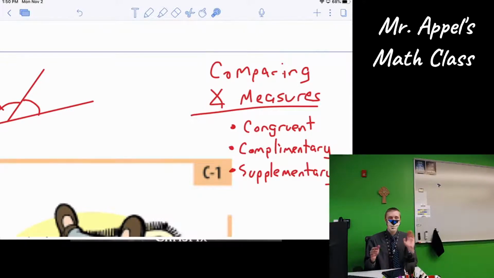Okay? Anytime you ask, hey, what's the relationship between these angles? If they're implying the measurements, it's going to be one of these words. If they're talking about how it's configured, how it is drawn on the page, then it's going to be one of those other terms such as a linear pair or the vertical angles or alternate interior, right? That's a configuration. This has to do with measurements.